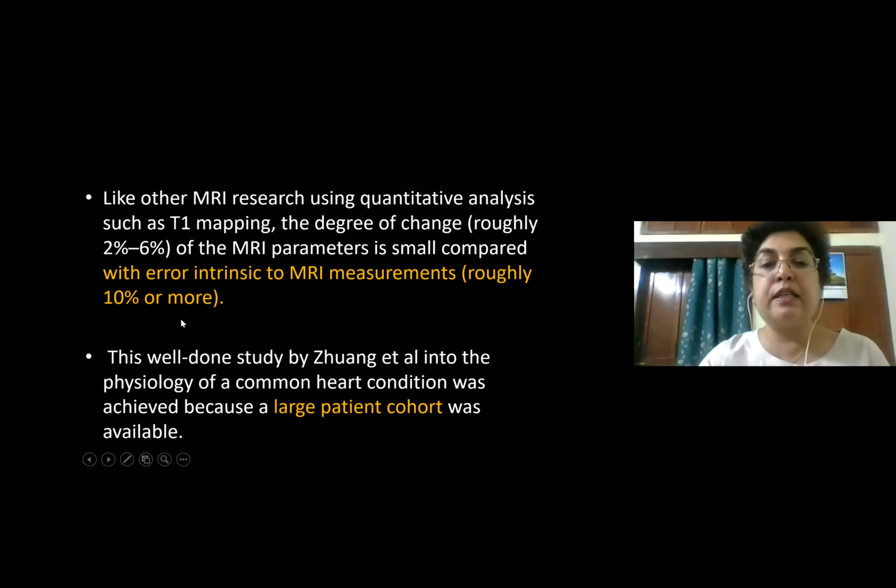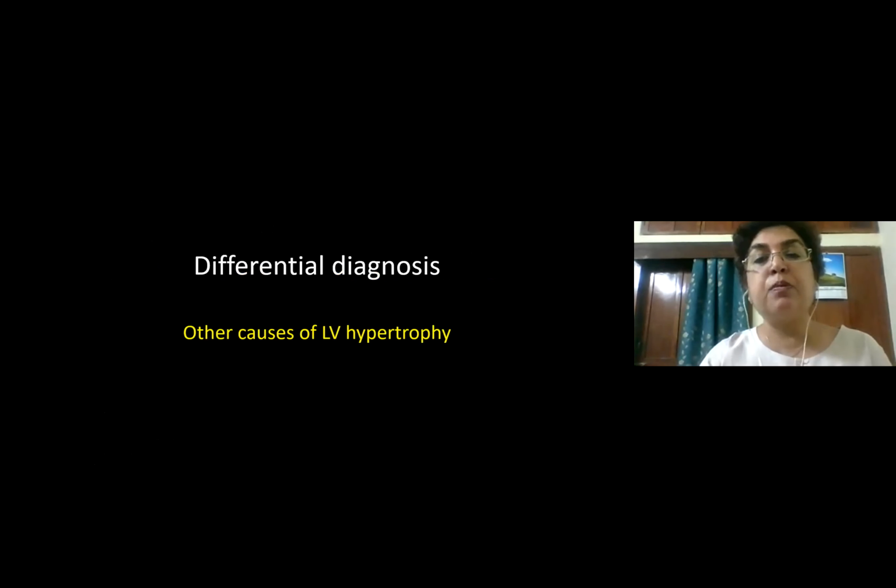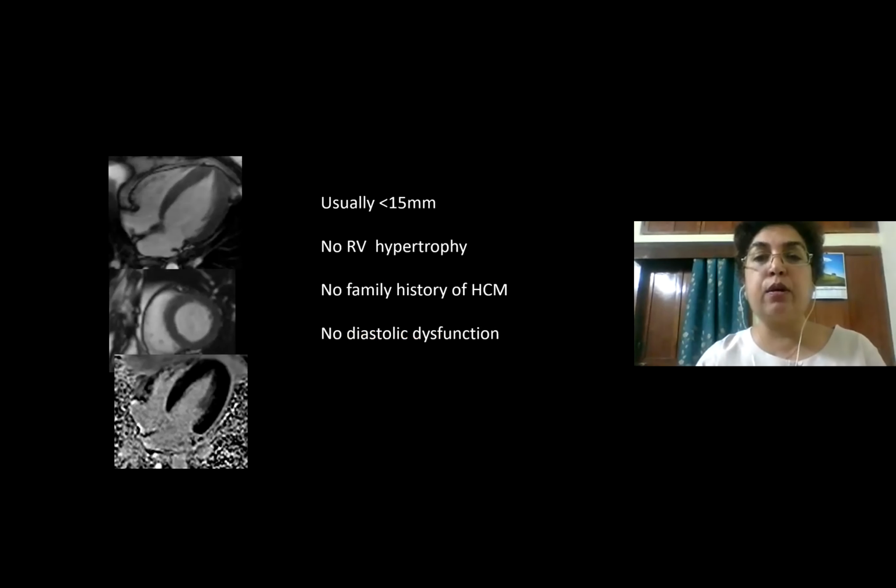And this particular study, which we were looking at, had positive results because they looked at a very large number of patients. So how do we apply this to patients that we see in the clinic? We can apply it, but only to individual patients who are extreme outliers. In the future, with further research, perhaps we will be able to identify all patients who will benefit from this parameter. So let's move on to the differential diagnosis of HCM.